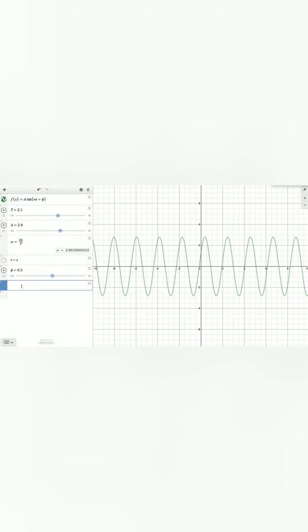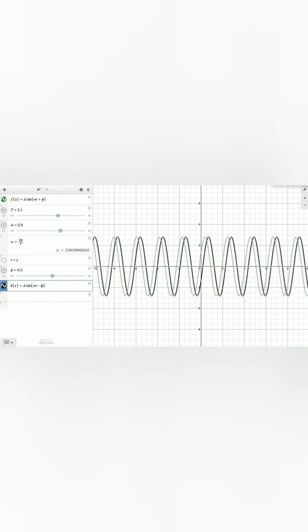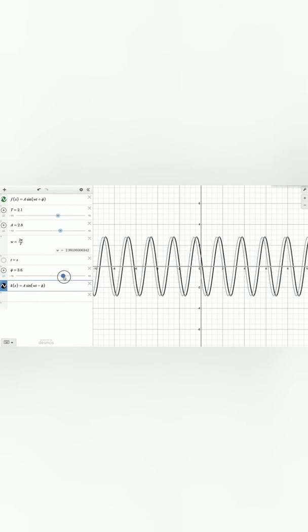Now to describe a superposition of the two waves, I'm going to copy the first equation and name it g of x. For this second equation, I want it to move opposite to what the first wave was moving. So instead of writing omega t plus phi, I'm writing omega t minus phi.